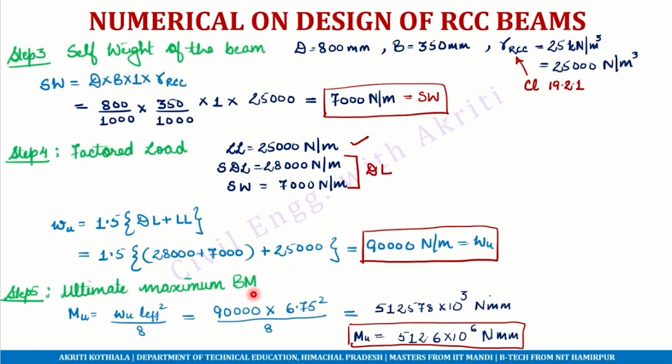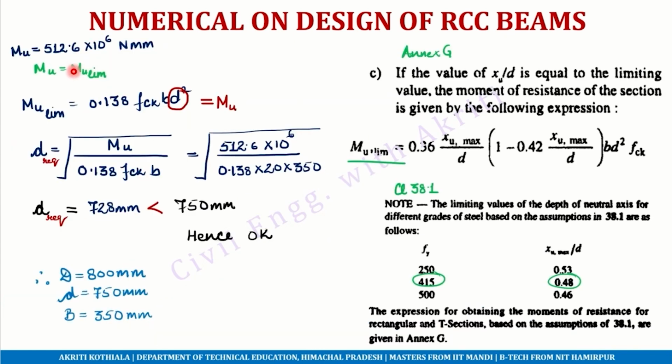Again, calculating the ultimate bending moment using the formula WU L effective squared by 8, substituting the new values of WU and L effective, we get the value of ultimate bending moment equal to 512.6 into 10 to the power 6 Newton millimeter. So again, designing it as a balanced section, we have Mu is equal to Mu limiting, again from annexure G, and from this formula, substituting the value of xu max by d for Fe415 equal to 0.48, we get the formula 0.138 FCK BD square.